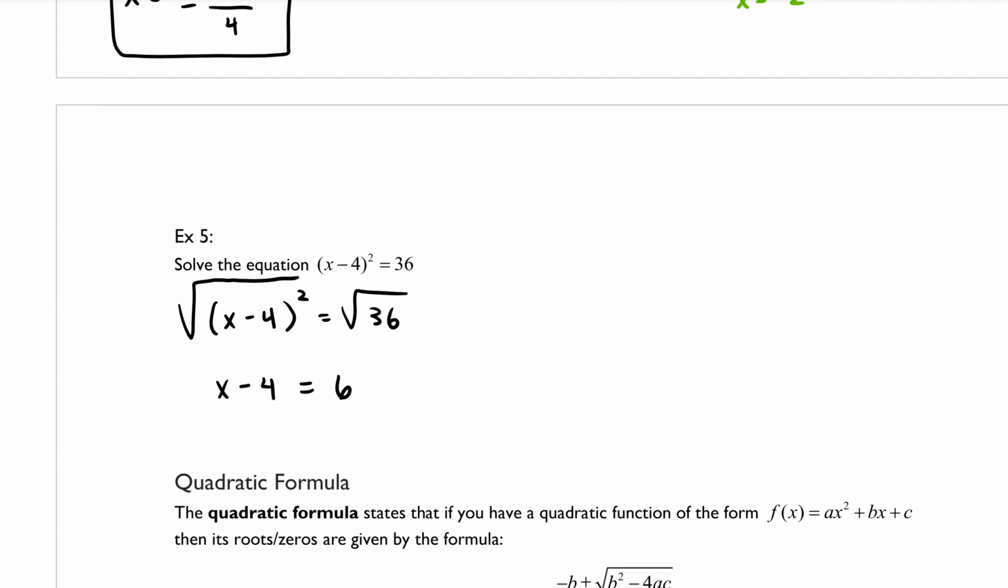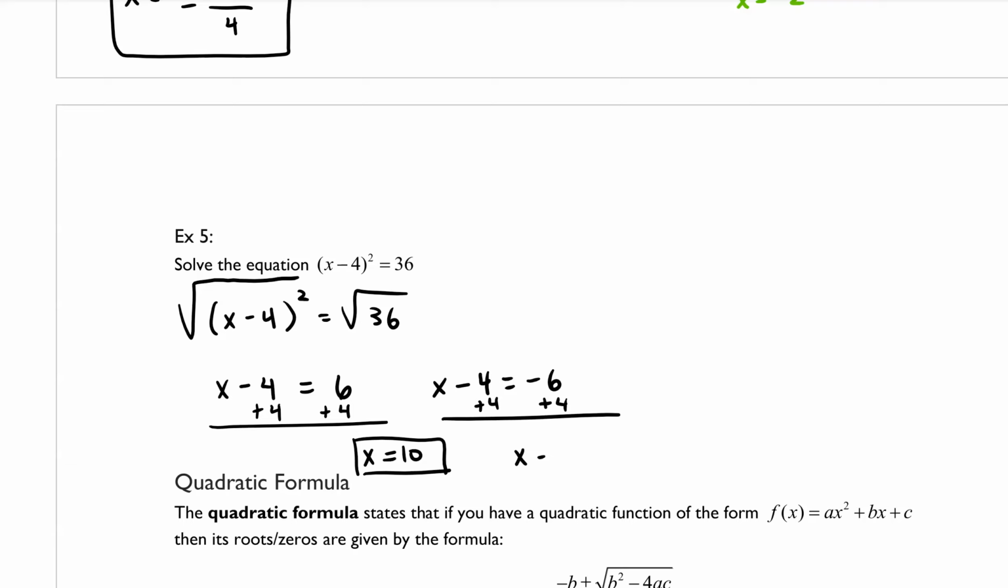So I'm going to write that as two different equations. Okay, so now that I have two separate equations, I'm going to go ahead and solve both of them. So I'm going to add 4 on both sides here. So we get x is equal to 10 as one of our solutions. And then here I'm going to add 4 to both sides. And that will give us x is equal to -2. Go ahead and on your own verify that these are both, in fact, solutions.